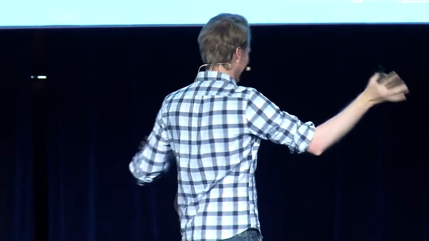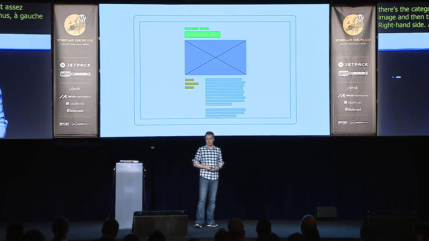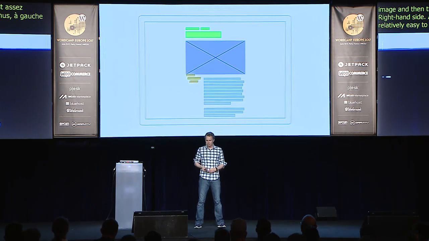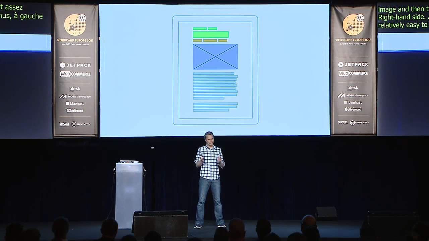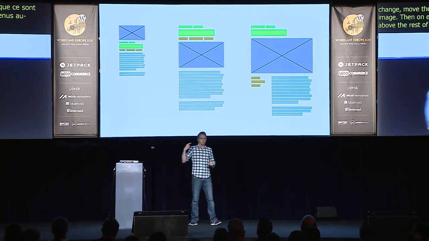It's fairly basic. It has some interesting stuff, like the categories and title at the top, then the featured image, then the meta content on the left-hand side or right-hand side, and then the content itself. And you go, yeah, sure, this is relatively easy to do, except on smaller screens, I wanted to make a slight change, move the meta content from next to the content up above the featured image. And then, on even smaller screens, I wanted to move the featured image up above the rest of the content. And at this point, you go, this is not so easy.